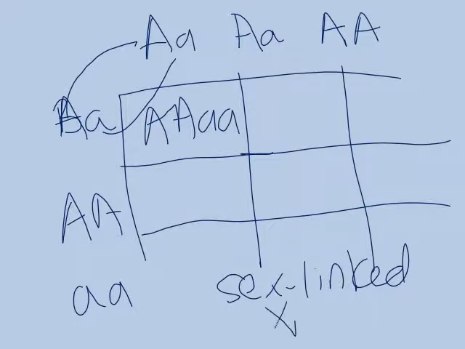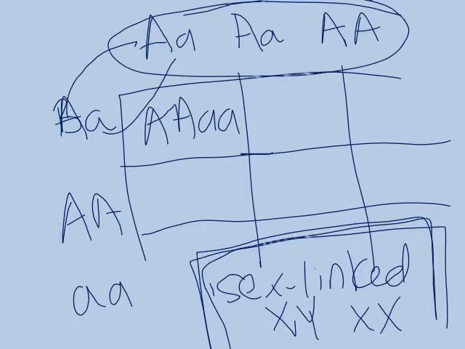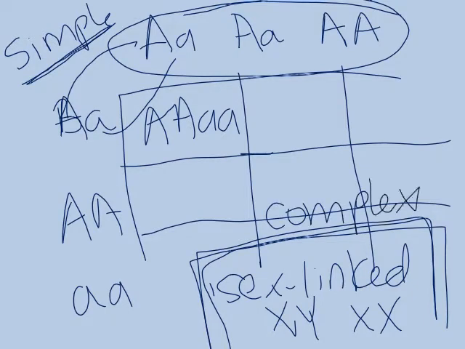And the next chapter, we're going to get into sex linked, which means that it matters whether it's a male or a female. Okay. So ignore the sex linked stuff for now. We'll get into that in chapter 12. This is just basic inheritance. So we call this inheritance like this, where we write out the genotypes like this, simple inheritance. Okay. And then we're going to get into sex linked next time, which is what we call complex inheritance.